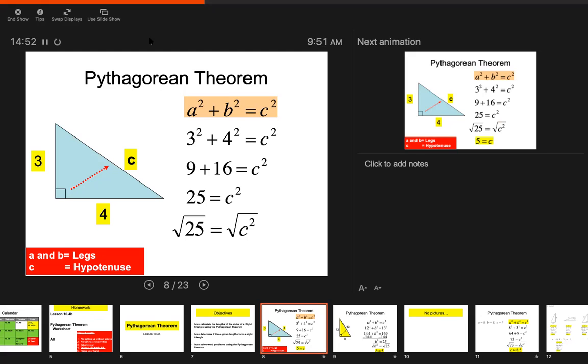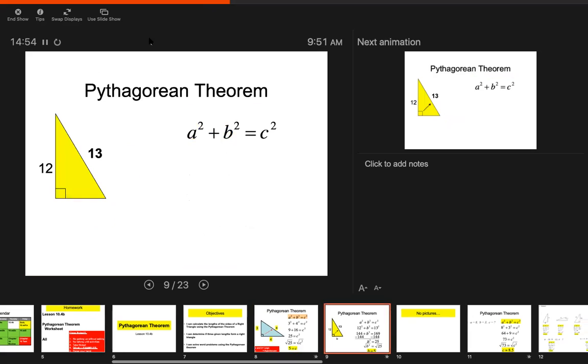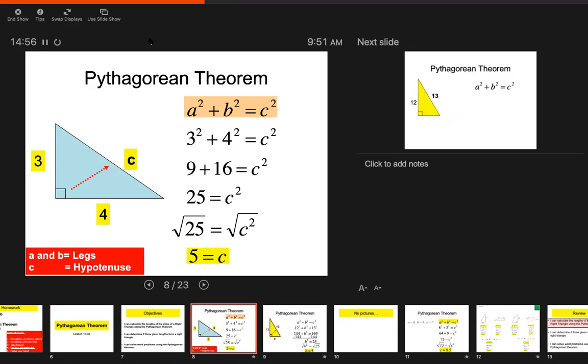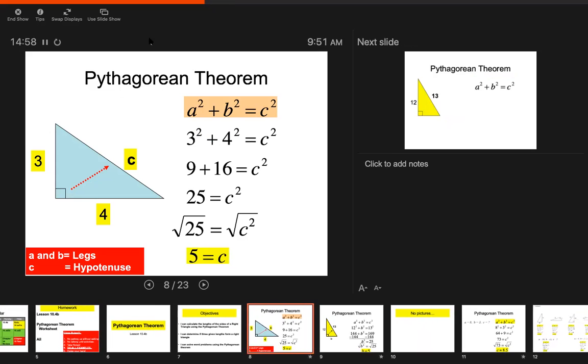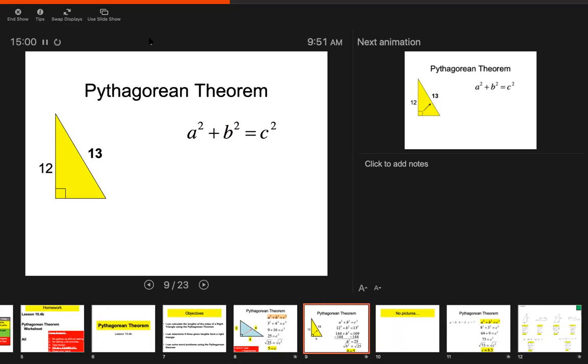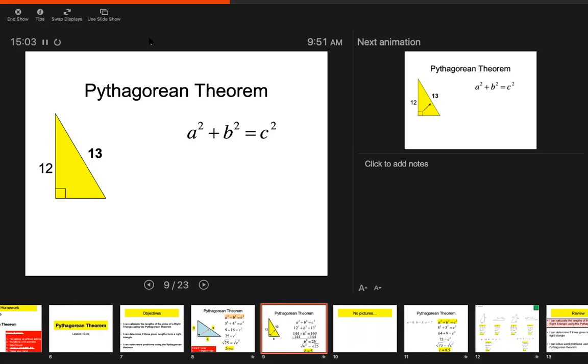All right. Sorry for the delay, folks. All right. So that was solving for a hypotenuse. Now solving for a leg. Is everybody with me? All right. So here we go. Always look for the square first. Always look for the side opposite the square, that is the hypotenuse. So 13 is your hypotenuse.